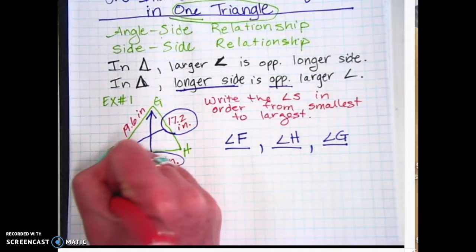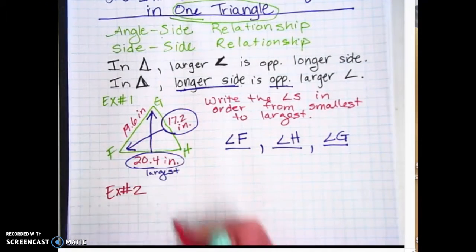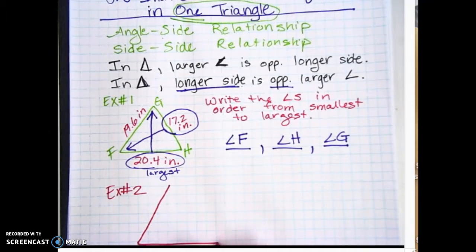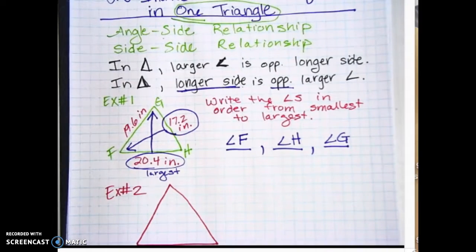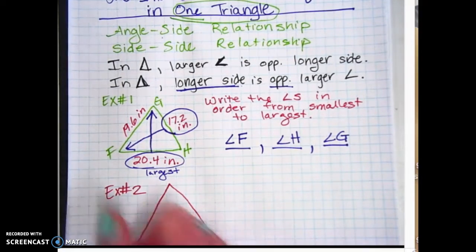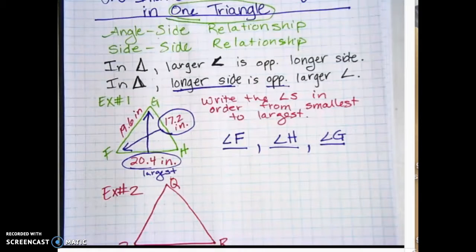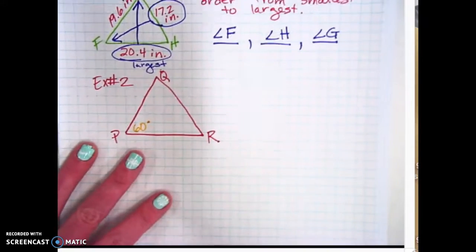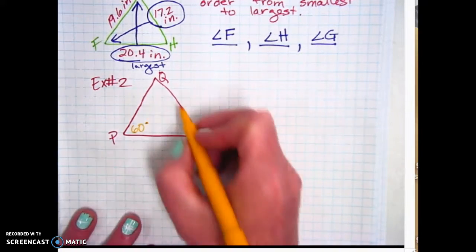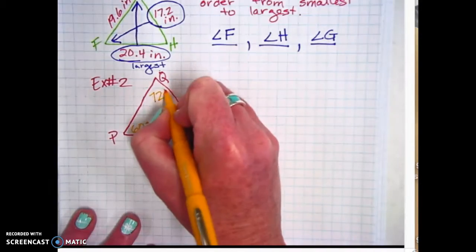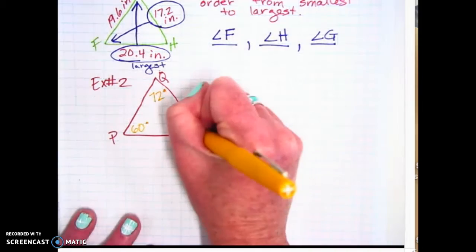Now let's go the other direction. So example number two. Here's our triangle. We'll call it PQR. Let me give you some measurements. Angle P is 60 degrees. Angle Q is 72 degrees. And angle R is 48 degrees.